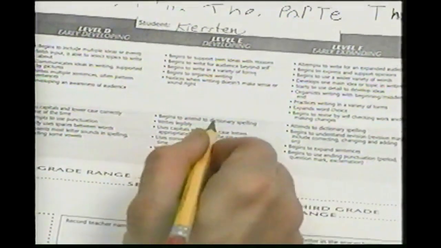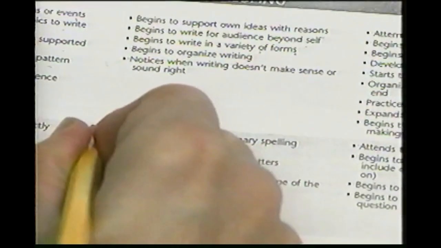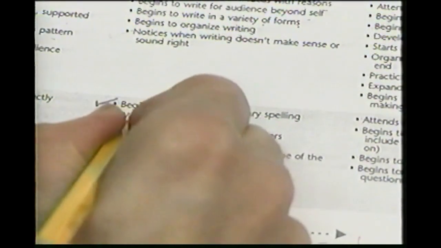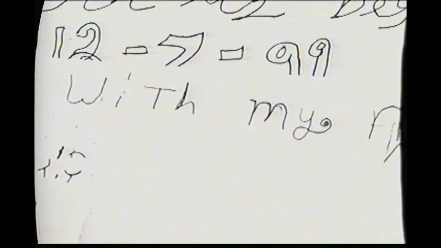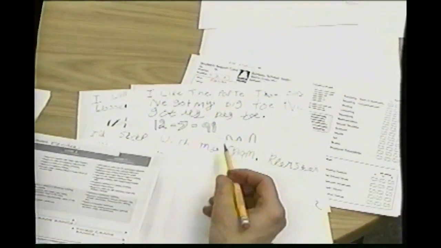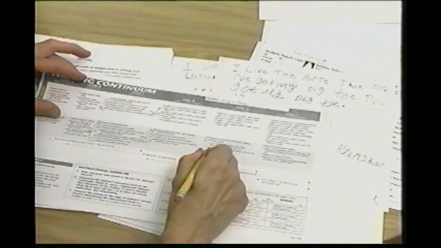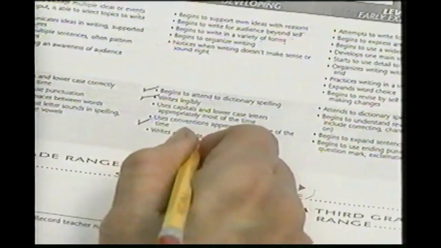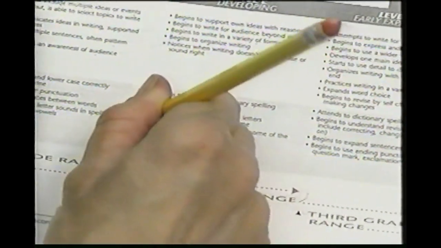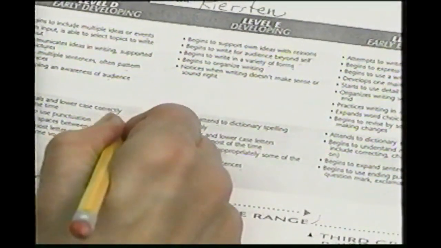So let's go down to conventions and see if any of these bullets apply. Begins to attend to dictionary spelling. Yes, she did that. Have was spelled correctly. Writes legibly. True. Uses capitals and lowercase letters appropriately most of the time. I don't think so. I still see a big mix. I'm not going to mark that one. Uses conventions appropriately some of the time. Well, yes. And writes complete sentences. From what I've seen here, I should say yes. So that's all but one. So I'm going to put 1099 for those.